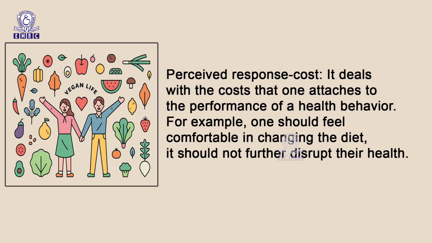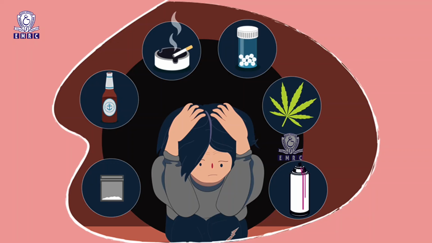The last set of beliefs is the perceived response cost. It deals with the costs that one attaches to the performance of the health behavior. For example, one should feel comfortable in changing the diet. It should not further disrupt their health. Sometimes, if an individual is convinced that the rewards of not adopting a particular health behavior are higher than the benefits received from adopting, he may continue his negative habits. For example, continuing to use drugs because it provides an escape from life, or continuing to eat unhealthy fast food because it's cheaper than healthy food.